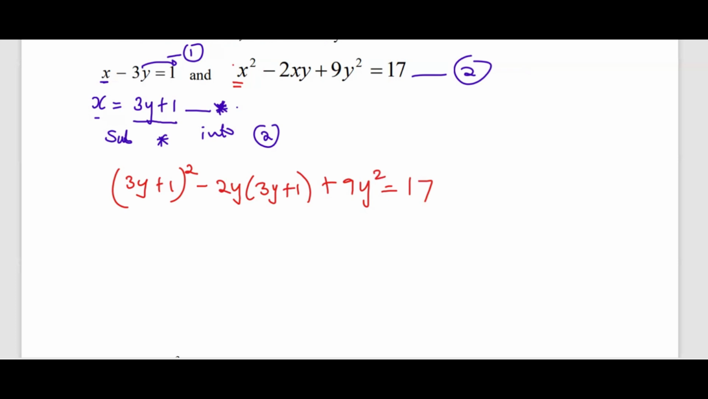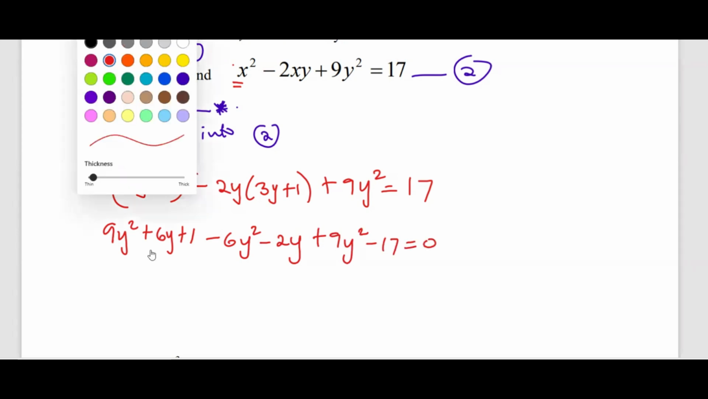Then from there, we open up the brackets. That's going to be 3y squared, which is 9y squared, and 3 times 1 times 2 is going to be 6y. Then 1 squared is 1. Open the other one up: it's going to be 6y squared minus 2y plus 9y squared. Let's move the 17: minus 17 is equal to 0.